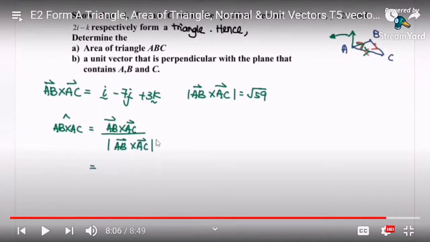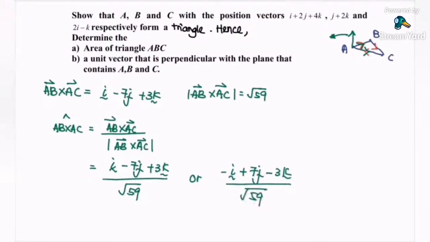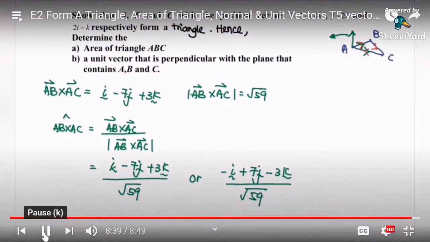So this is the formula for unit vector, where we will have i minus 7j plus 3k over square root of 59. So finally, we can express our answer as i minus 7j plus 3k over square root of 59, or negative i plus 7j minus 3k over square root of 59. So that will be the unit vector that is perpendicular to the plane that contains A, B, and C.